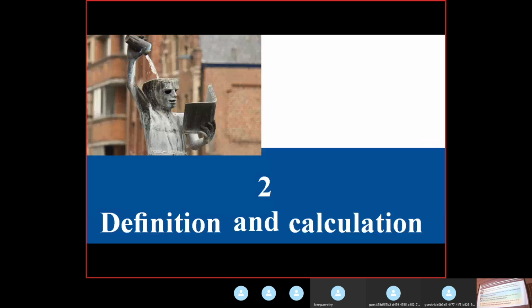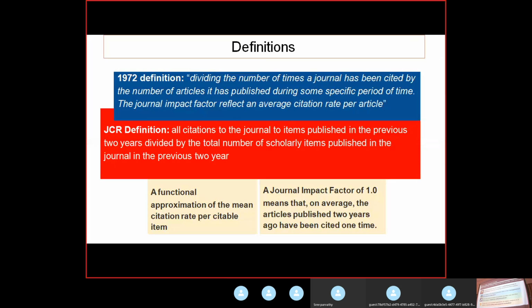The definition, by Garfield in 1972: dividing the number of times a journal has been cited by the number of articles which it has published during some specific period of time. The journal impact factor reflects an average citation rate per article, an approximation of the mean citation rate. Don't worry about this terminology. If a journal impact factor is 1, what does it mean? On average, the articles published 2 years ago have been cited 1 time. That is the journal impact factor.